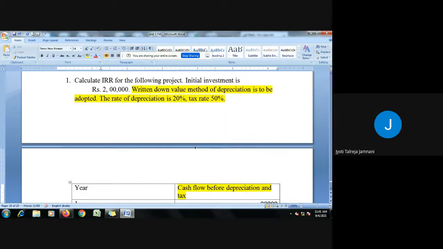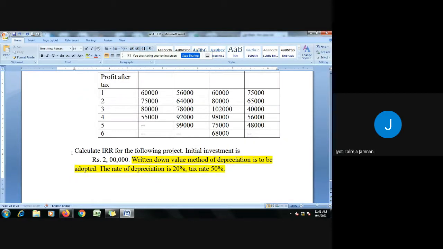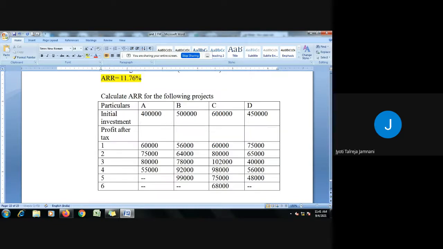We'll do it later. First, let me finish the given above problem. So they have told calculate ARR for the following projects. So let us do it for project A first.